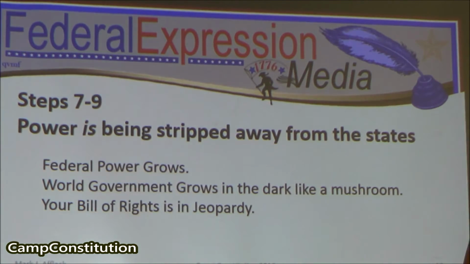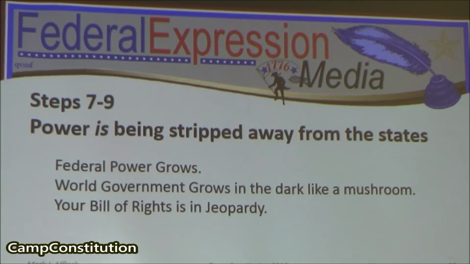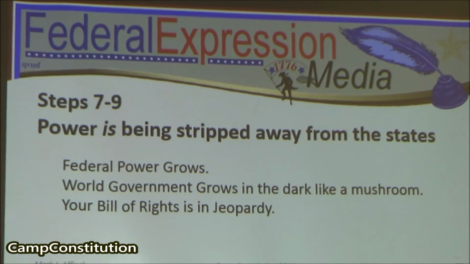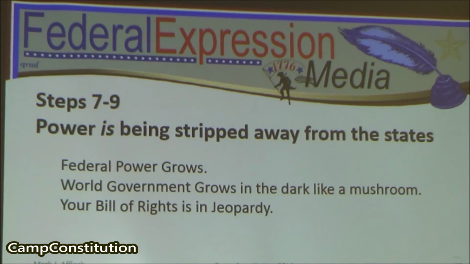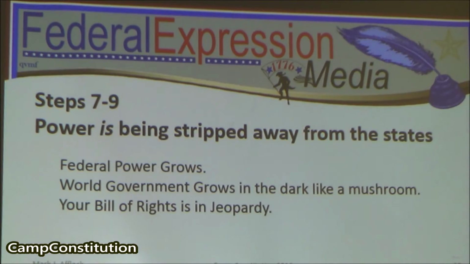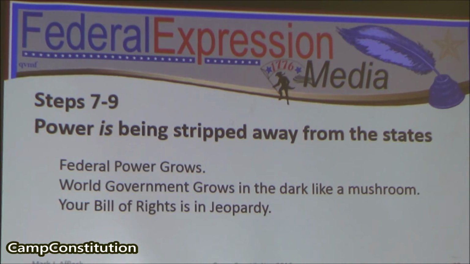Power is stripped away from the states. How does that happen? Well, anytime they create these treaties that cover what are considered domestic issues, like gun legislation or some kind of trade, commerce, whatever, right? When they do that, then they go to the states and they say, well, treaties are the supreme law of the land, so you've got to line up and comply. So they end up transferring power from the states into the federal government in that way.